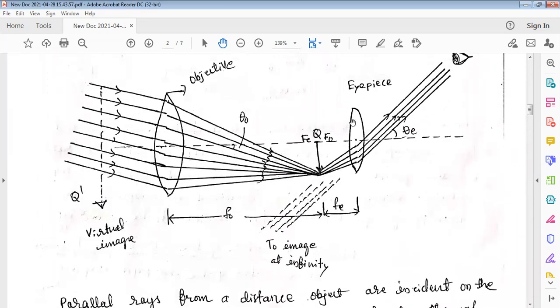So here what happens? Suppose this eyepiece is moved to this position where a real image is formed, then what happens? If a person observes through the eyepiece, you will feel that another virtual image is formed here, at the point Q dash. So a virtual image is seen at this position.